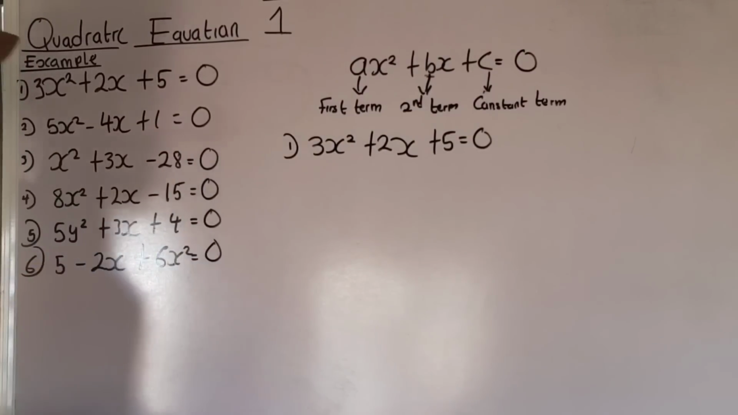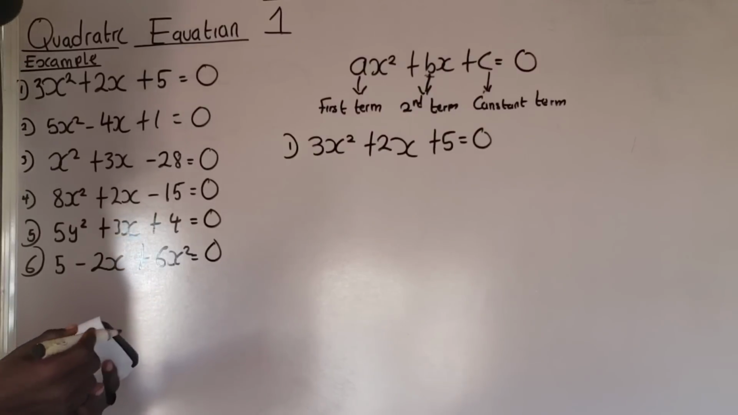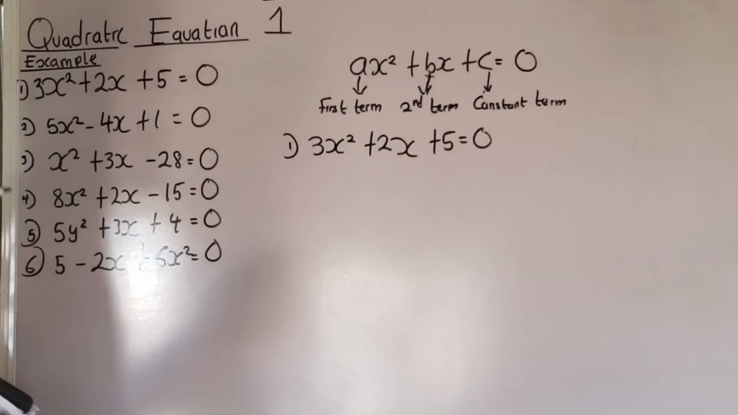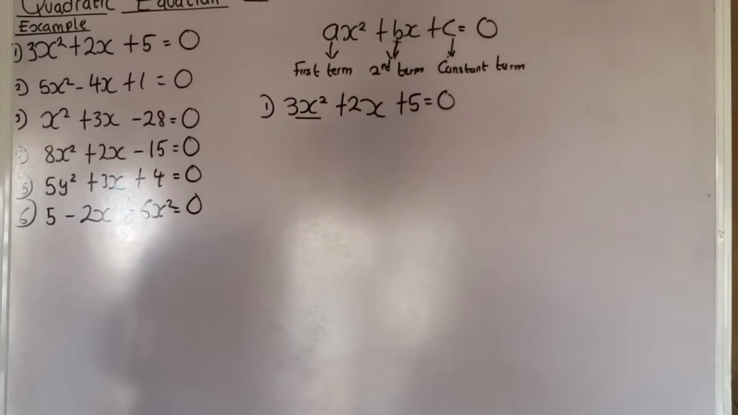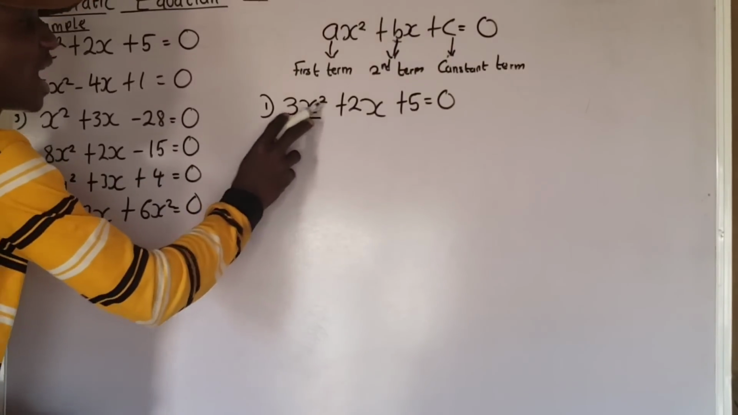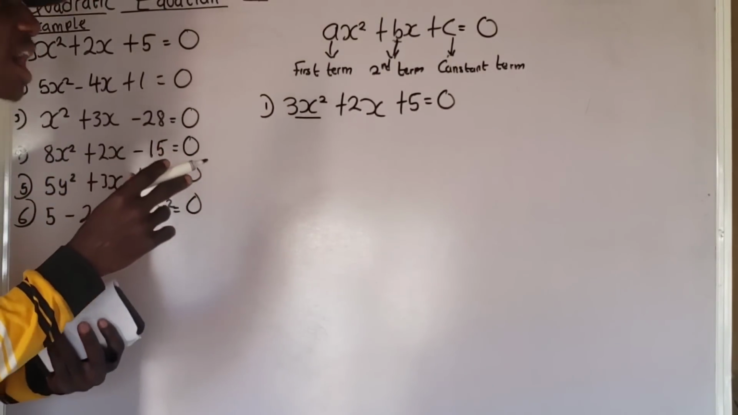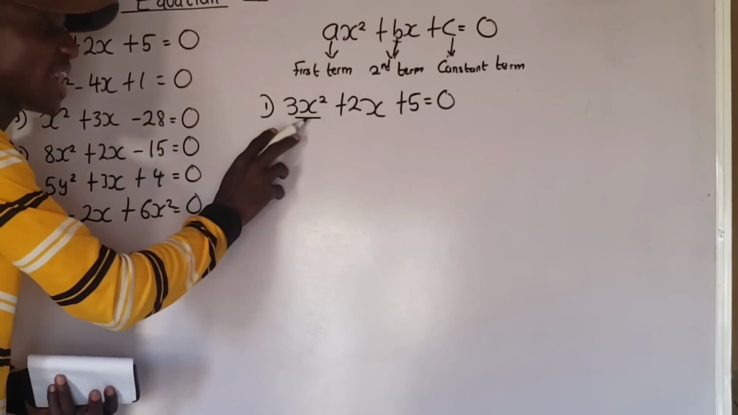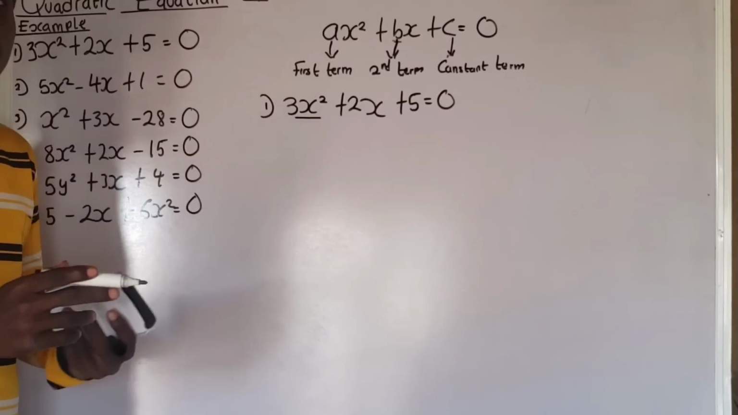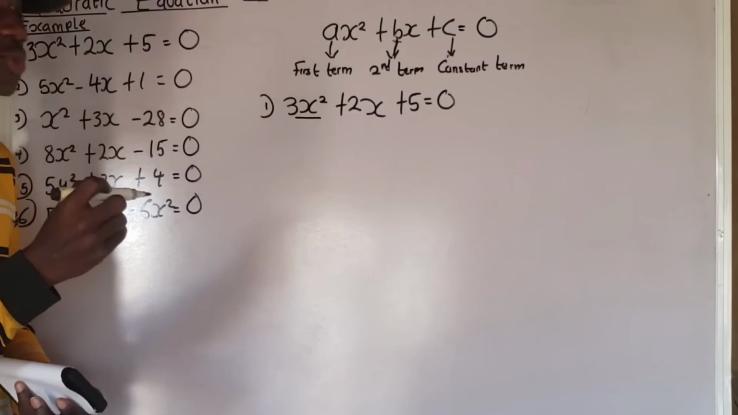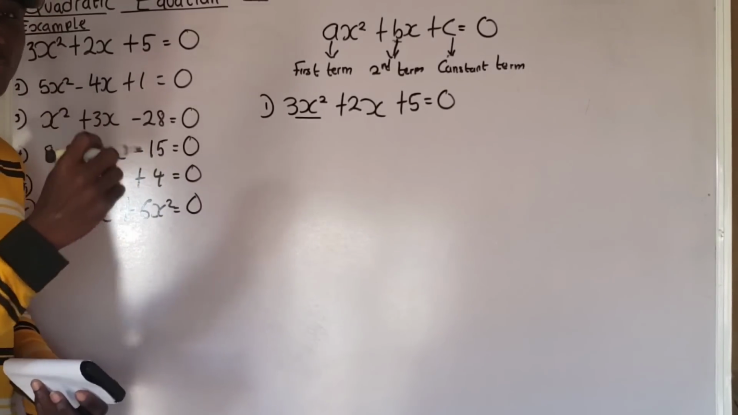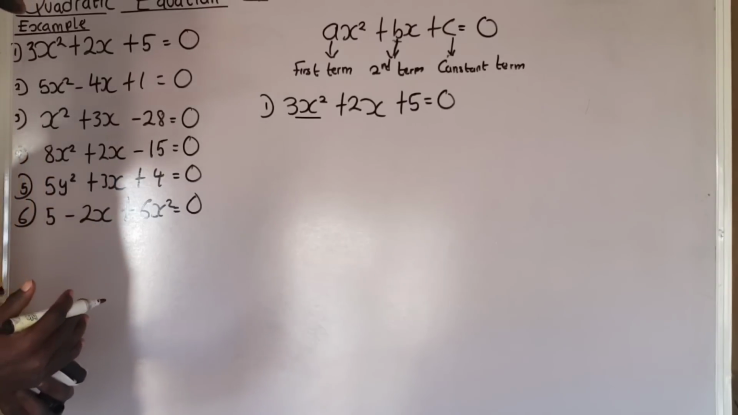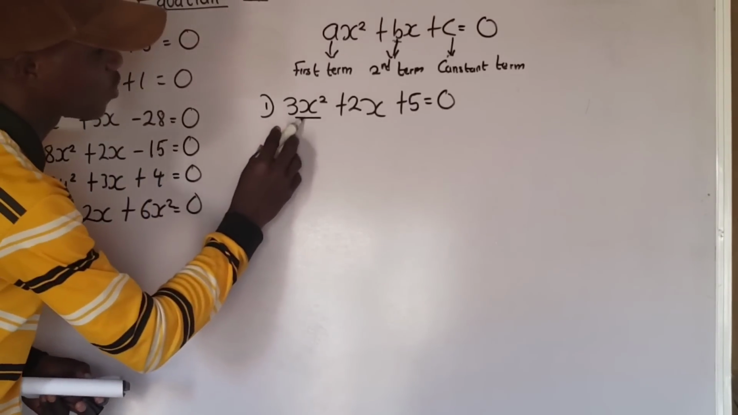So let's go back to this question. The coefficient of the highest power of the unknown is the first term. The highest power of the unknown in this equation is what? 2. And the unknown that we are looking for is x. The coefficient of the highest power of the unknown is the first term. Just have that at the back of your mind. The unknown in this equation is x.